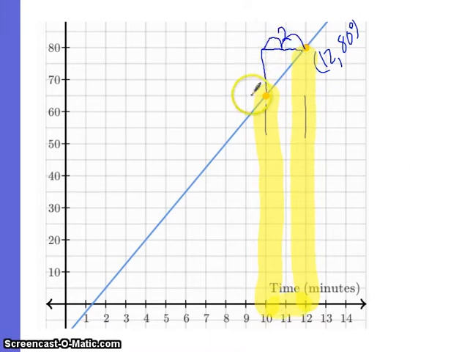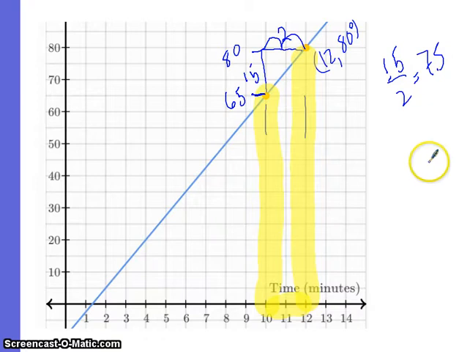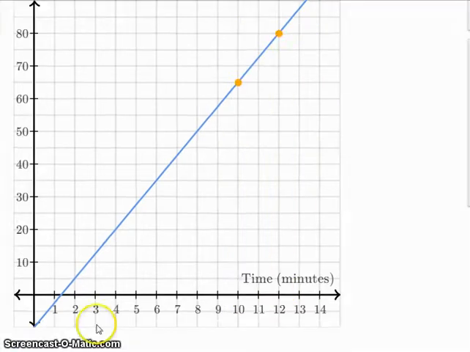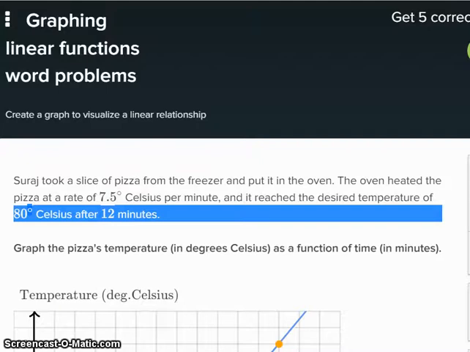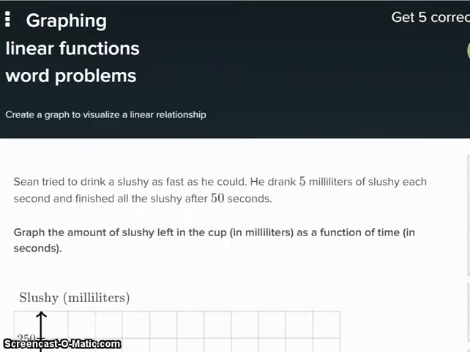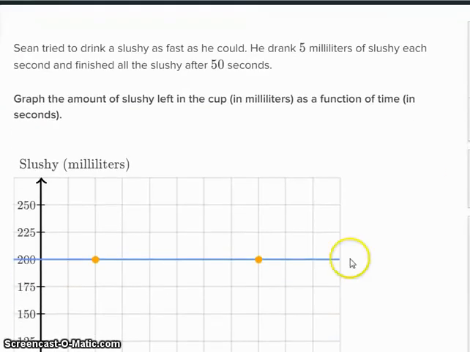And then the rise from 65 here to 80 here, the rise was 15. And so the rise over the run was 7.5 like I wanted it to be. Okay, so just like I wanted to, I had a point that started at 12 minutes and 80 degrees, and my slope was 7.5, and so everything is right with the world. So let's try it. Hopefully I get it right. I got it right.